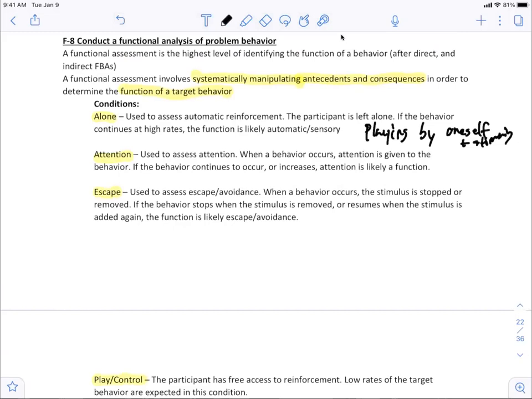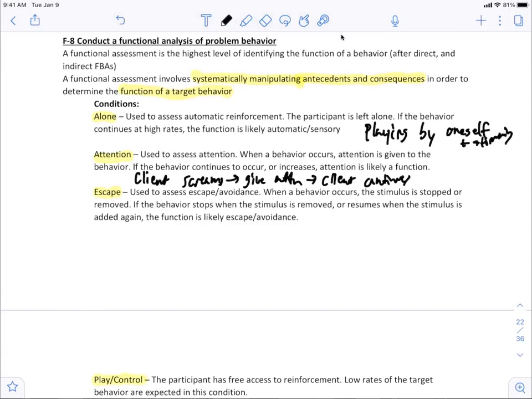Attention. When the behavior occurs, attention is given to the behavior. If the behavior continues to occur or increase, attention is likely the function. So in this scenario, client screams, give attention, client continues, we can hypothesize attention is maintaining this behavior.